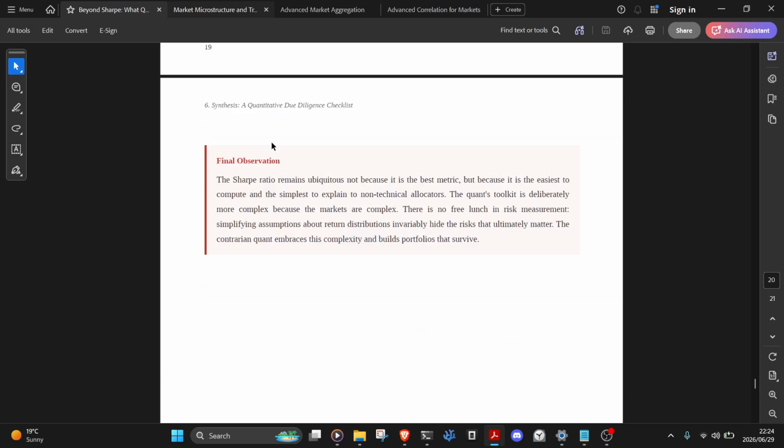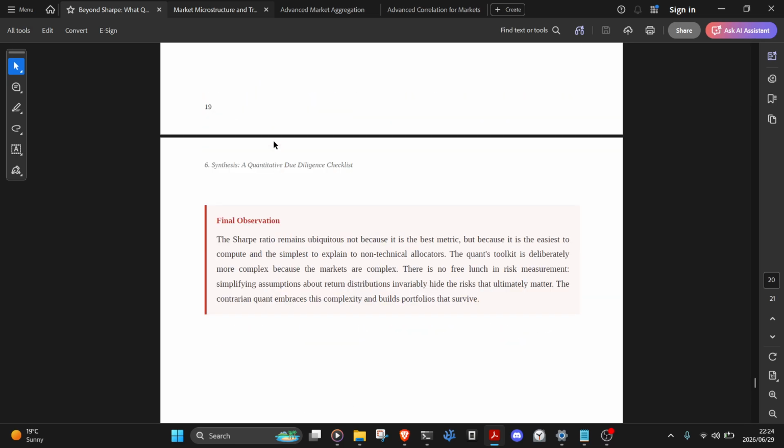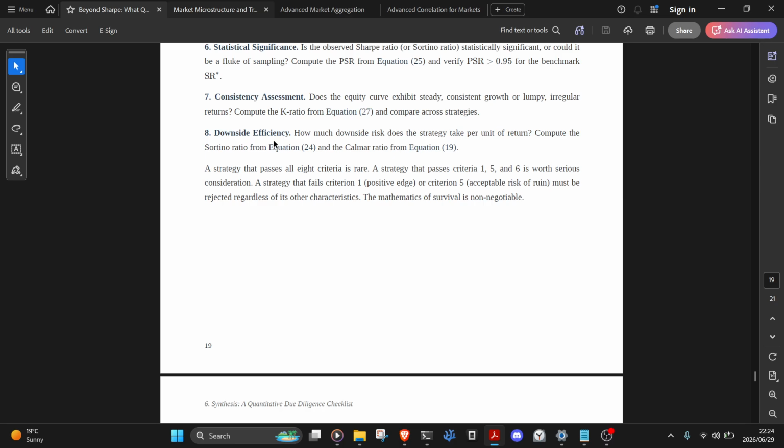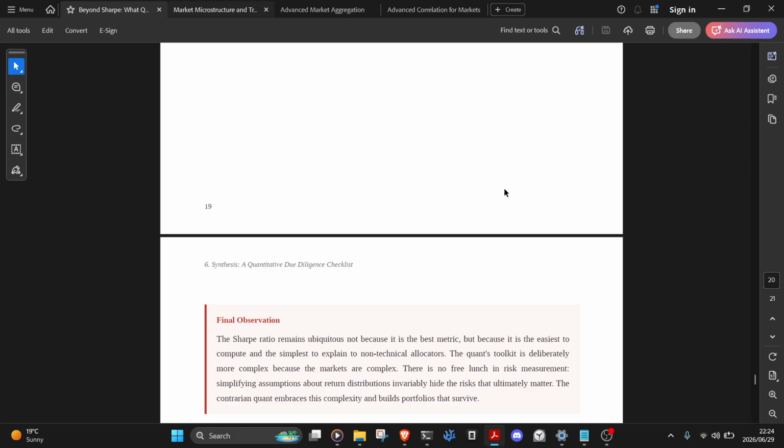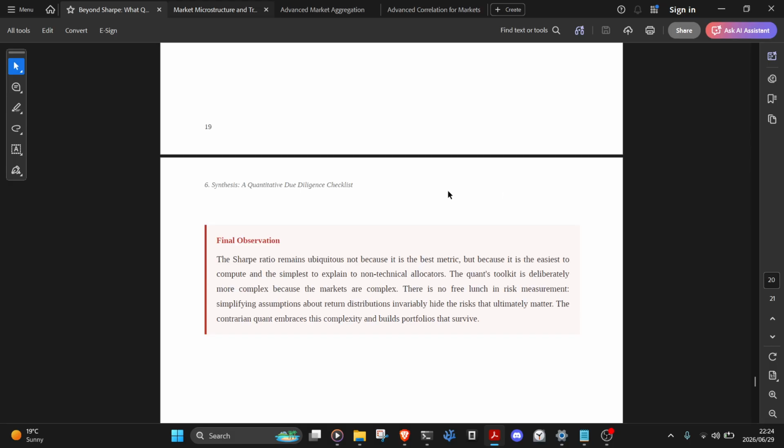And a final observation. Now, the final observation states the Sharpe ratio remains ubiquitous not because it is the best metric, but because it is the easiest to compute and the simplest to explain to non-technical allocators.